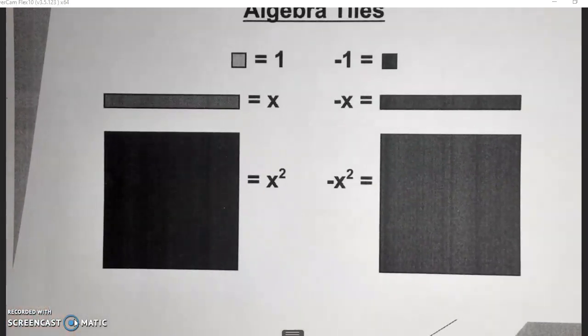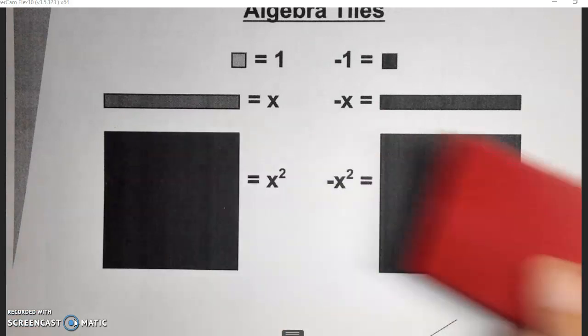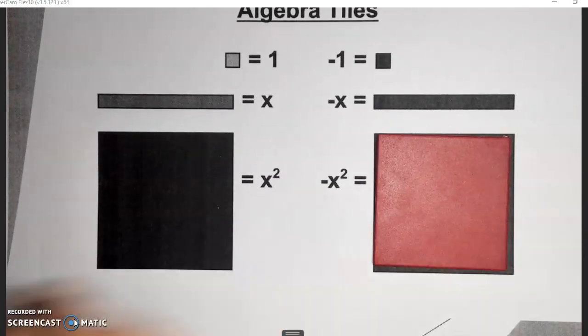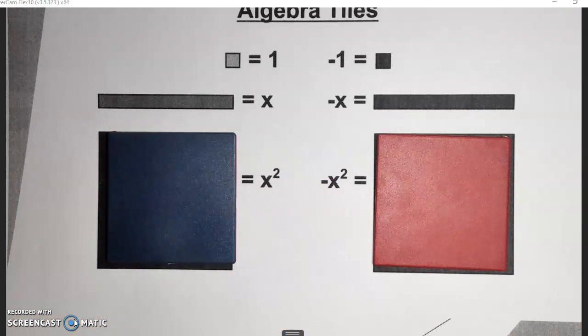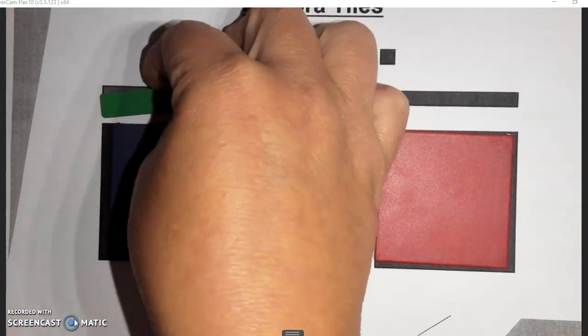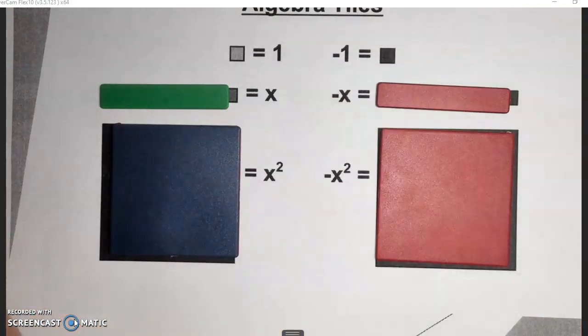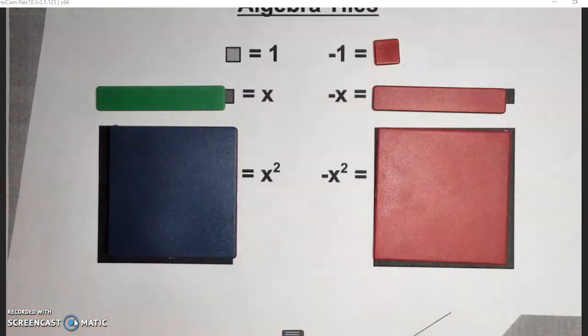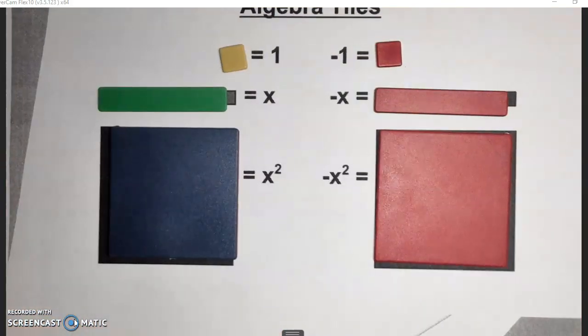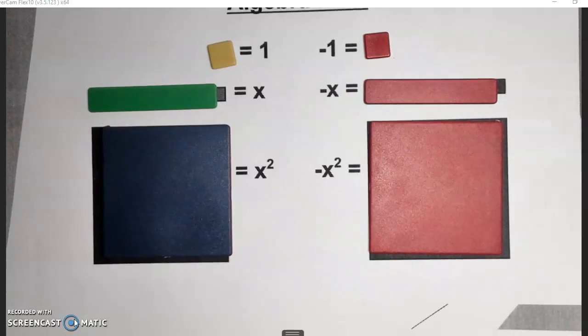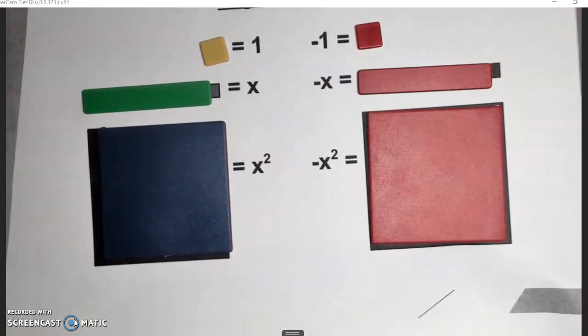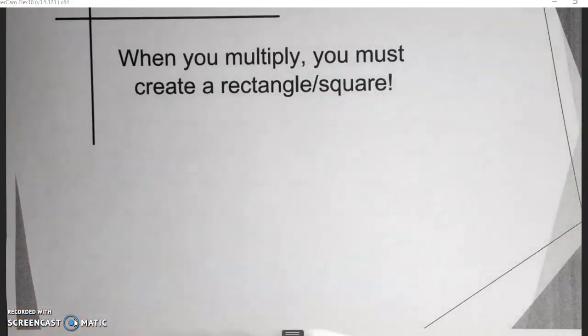Okay, so for you guys at home, you didn't get to see what the algebra tiles were. So this is the negative x squared. This is the positive x squared. This is our regular x. This is our negative x. This is negative 1. And this is positive 1. Okay? And we're going to use algebra tiles to work on multiplying polynomials. So when you multiply, you must create a rectangle or a square.